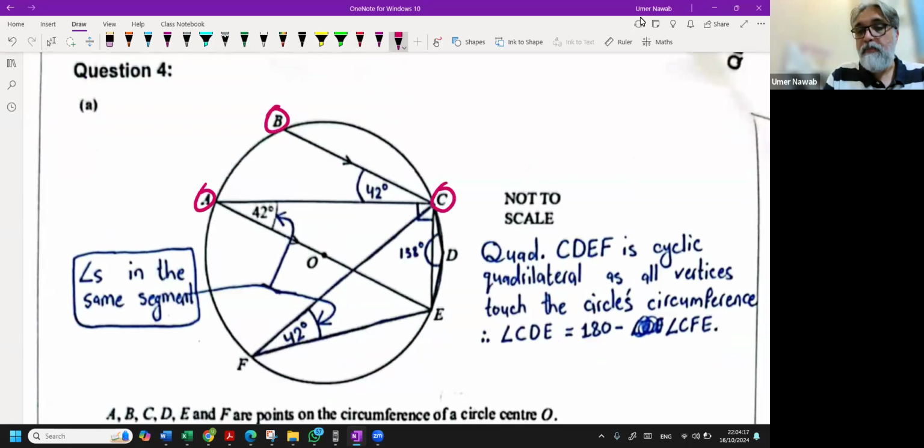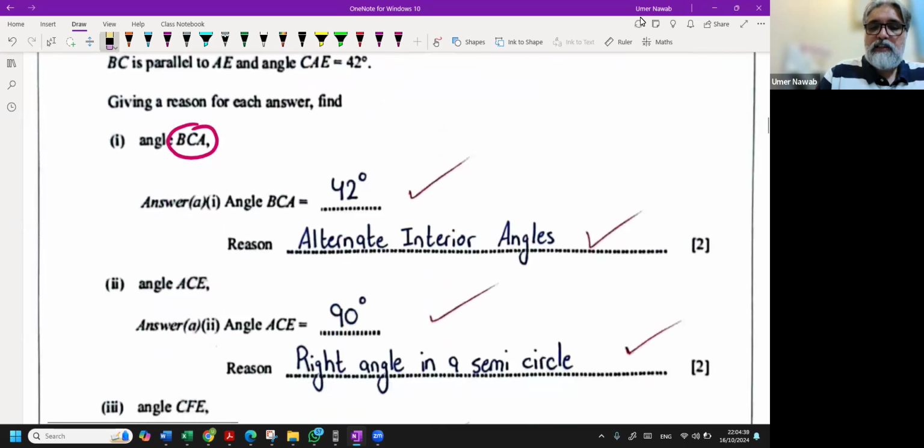BCA. Remember I told you we use the Z concept, which is a pair of alternate angles. So if this is 42, that has to be 42. So I found BCA angle easily by using which property? Alternate pair of angles. So specifically in this case, the examiner gave you 2 marks: 1 mark for the correct measurement and 1 mark for writing the reason.